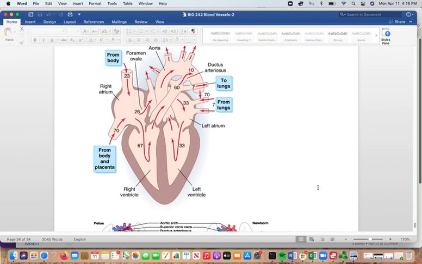So one of the things you will want to be able to do, I believe you're going to have to do this in the lab, is to map out the flow of blood. So this is showing blood flow for a fetus here in this picture.